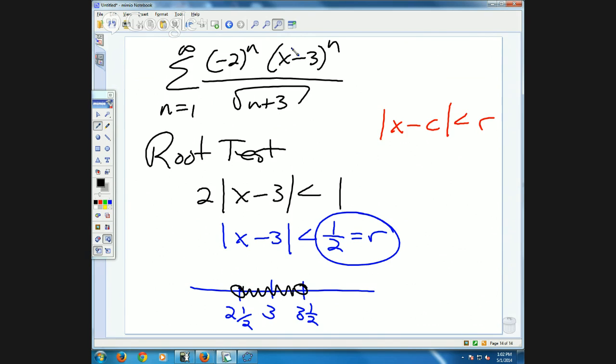Kinda. Well, here's the problem, right? If I pick a number on the right side of 3, like 3.1, and I plug it in up here, 3.1 minus 3 is what? 0.1. 0.1 to the n is always positive. If I pick a number on the left side, like 2.9, 2.9 minus 3 is negative 0.1. To the n, that's alternating. And those alternating signs will cancel each other out.